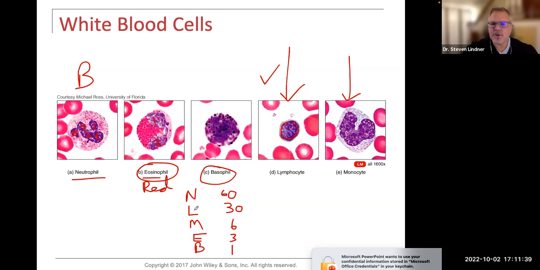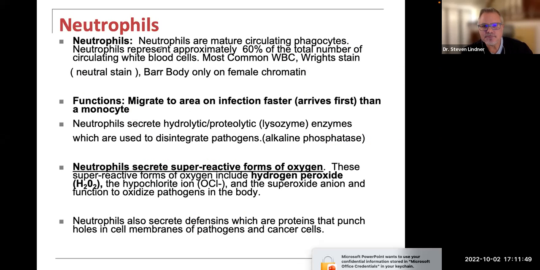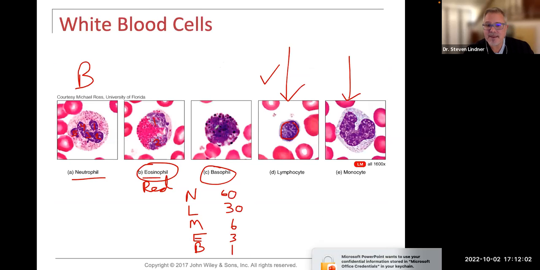The N is neutrophil, L is lymphocyte, monocyte, eosinophil, basophil. 60%, 30%, 6, 3, 1. So when we get to neutrophil, neutrophils are mature circulating phagocytes, and they represent 60% of the total number of circulating white blood cells. Lymphocytes, 30%. Monocytes, 6%. Eosinophils, 3%. Basophils, 1%. Never let my engine blow. 60, 30, 6, 3, 1.